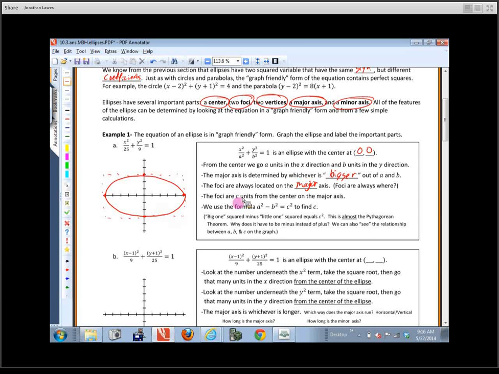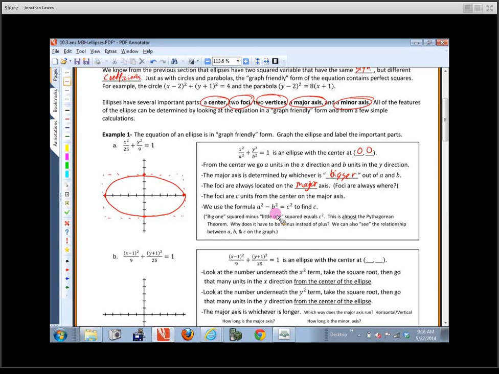The foci are C units from the center on the major axis. So the center is going to be important for a couple of reasons. It's how we find these 4 points that we use to sketch this, okay? And it's also the location from which we start to find the foci. So we need to figure out what C is. And here's the formula for C. It's a squared minus b squared equals c squared. A squared minus b squared equals c squared.